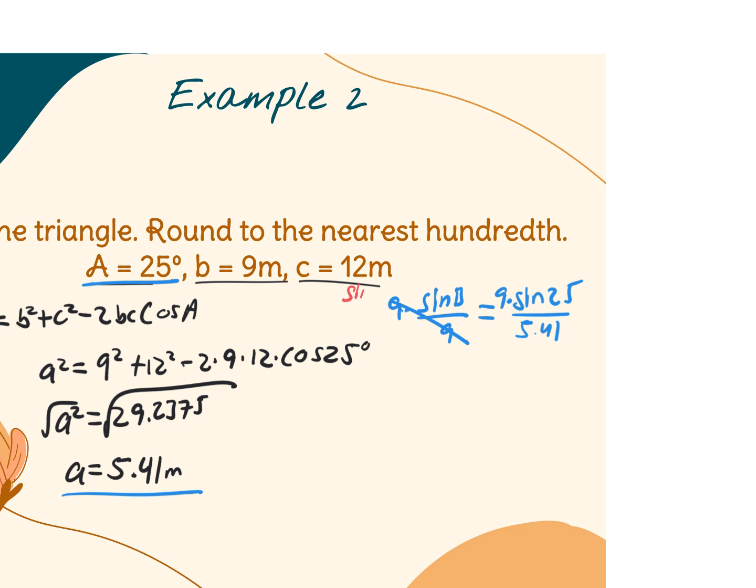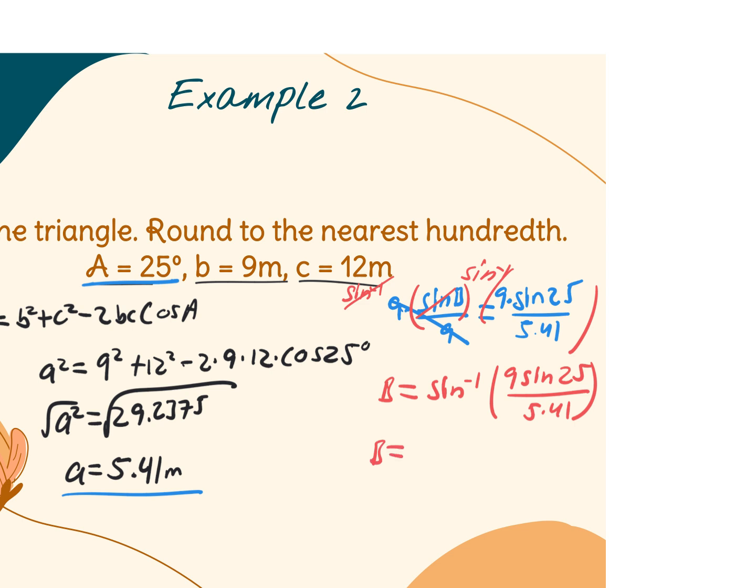So I'll do sine inverse of sine B, and the sines are going to cancel, and then I can do sine inverse of this expression right here. And then you get B is whatever you get when you plug in sine inverse of 9 times the sine of 25 over 5.41.